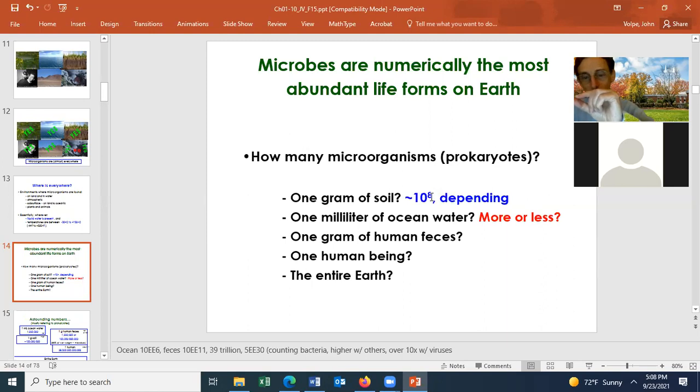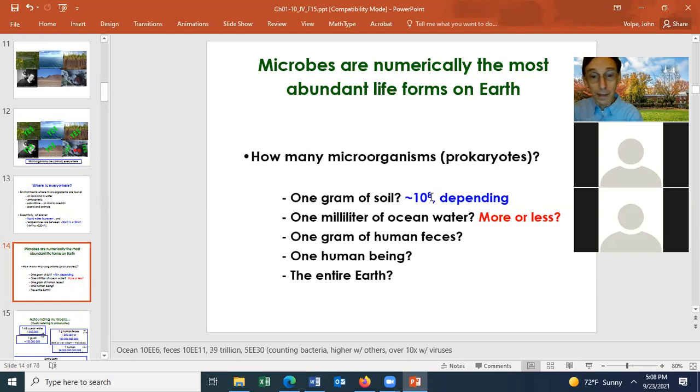A gram of soil, if you don't know, is, I don't know if you can see my fingers, about that much. You actually find about 10 to the 8th bacteria and archaebacteria and fungi and other cellular microbes in a gram of soil. And that will depend on the soil conditions. Generally, the wetter the soil, the more microorganisms you'll have, and the more organic matter in the soil, decomposing matter, you'll have more microbes. Any question about any of that?